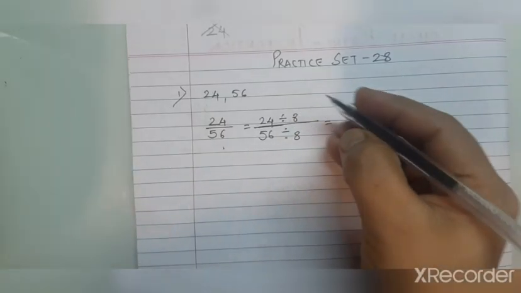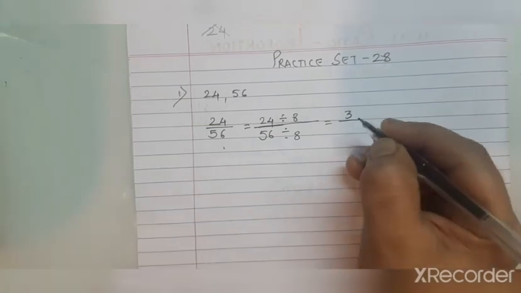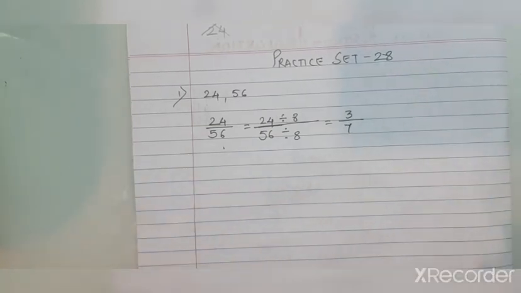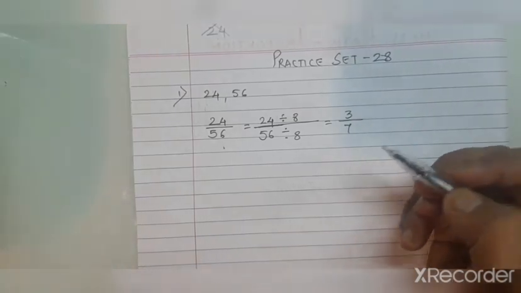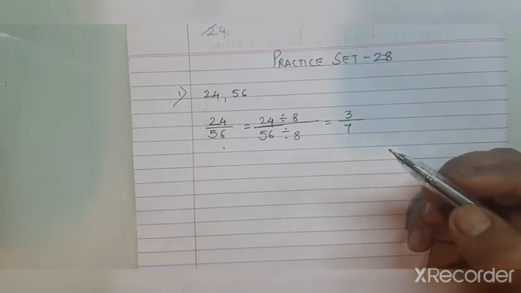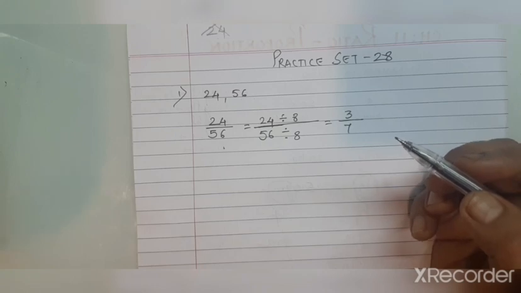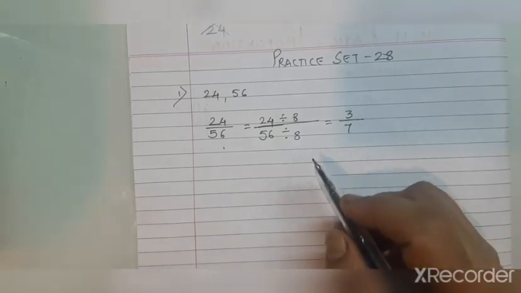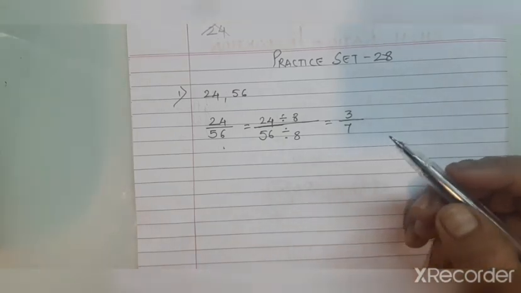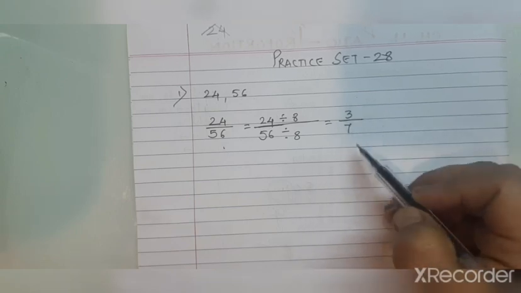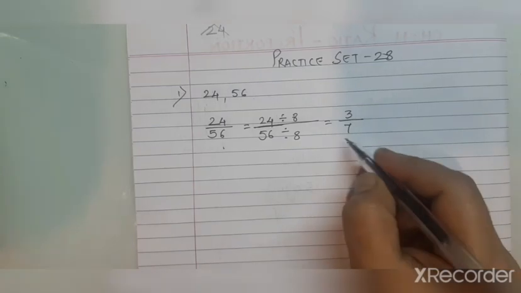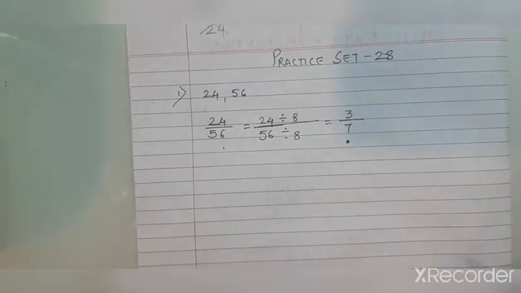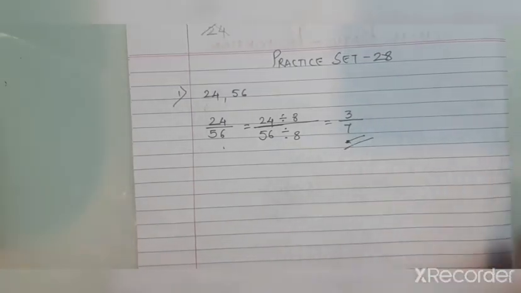Okay, now 8 3s are 24 and 8 7s are 56. So when we get this number, again we have to check whether the numerator and the denominator are divisible by any same number or any table in which they are present. No, they cannot be divided further. Therefore, this is the ratio. Okay, what we have found. So this is our final answer.